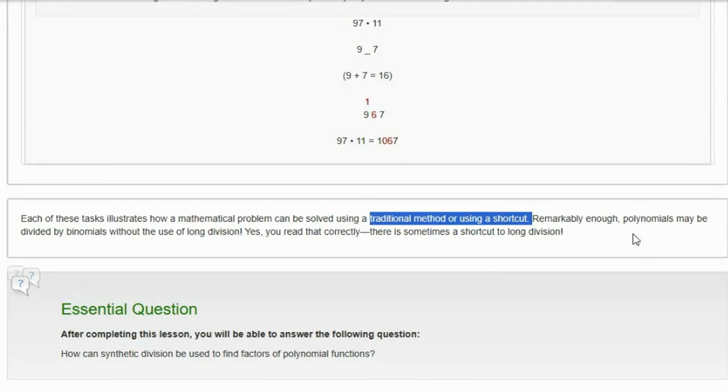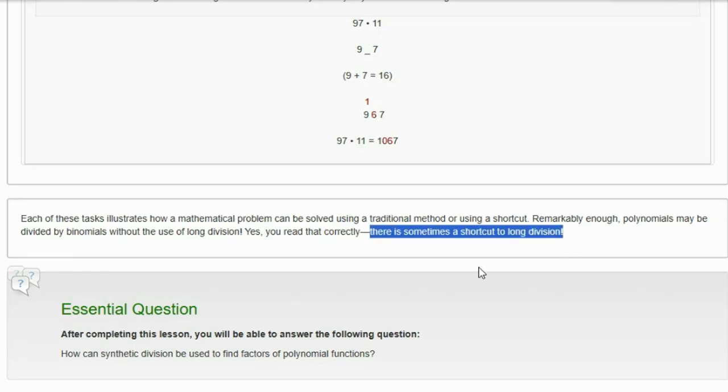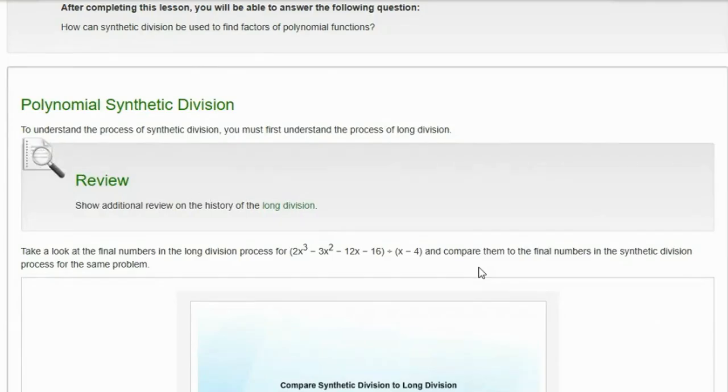Remarkably enough, polynomials may be divided by binomials without the use of long division. Yes, you read that correctly. There is sometimes a shortcut. So we're going to learn about synthetic division.